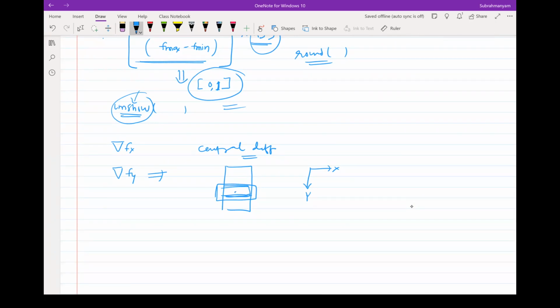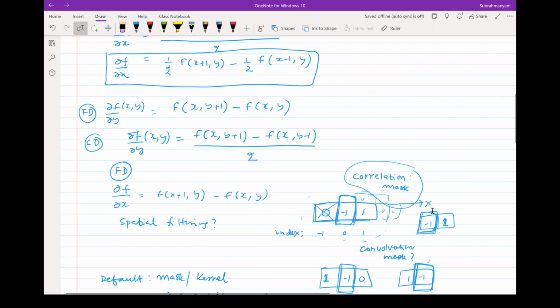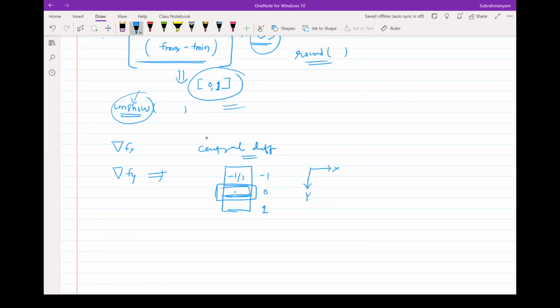Now the indices of this mask would be -1, 0, 1. Now you tell me the values starting from -1 down. If you want, you could refer back to what we have written. Look at here and now tell me what's the mask here. -1/2, 0, 1/2. Right, correct. That's all. That's the central difference scheme, and that's the derivative in the direction of y.